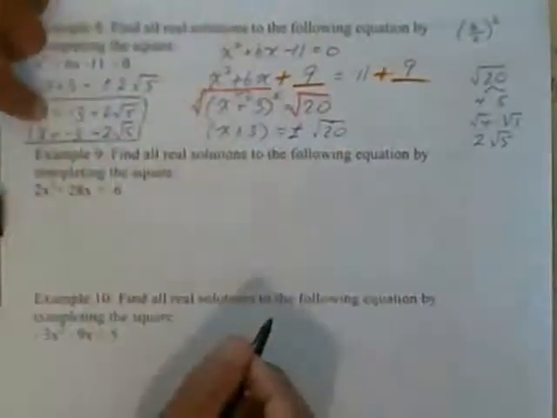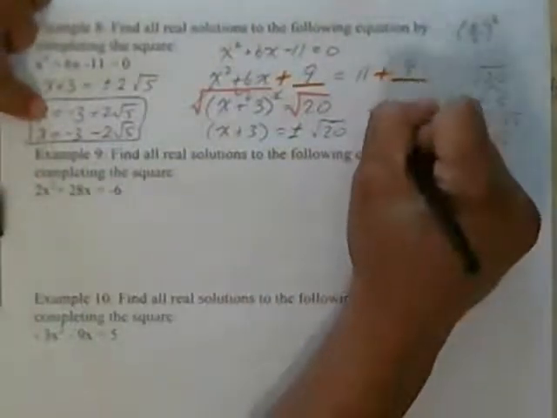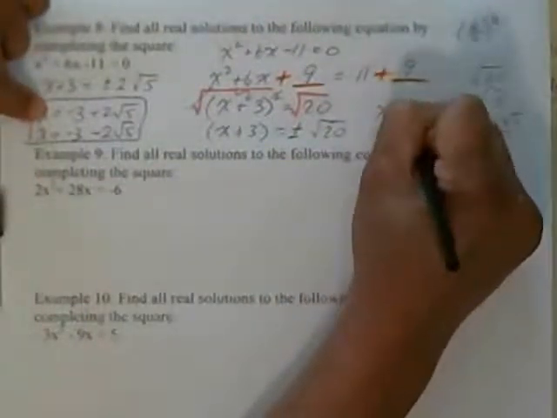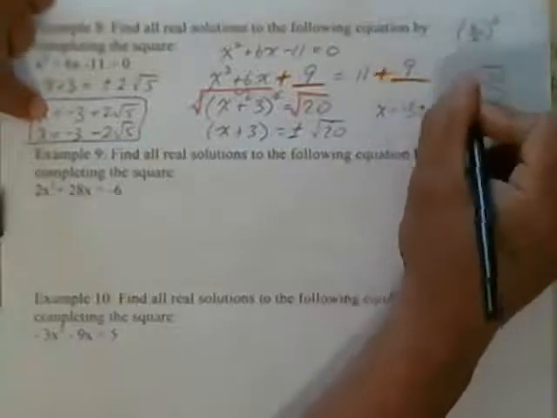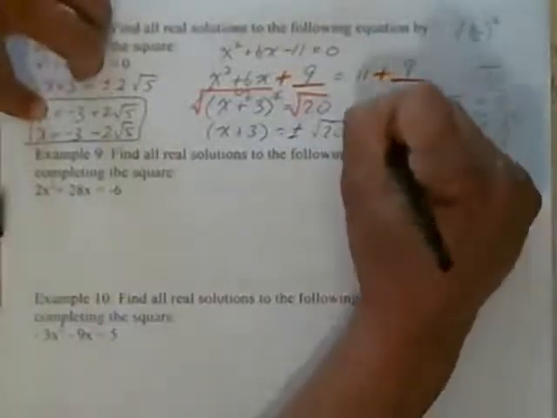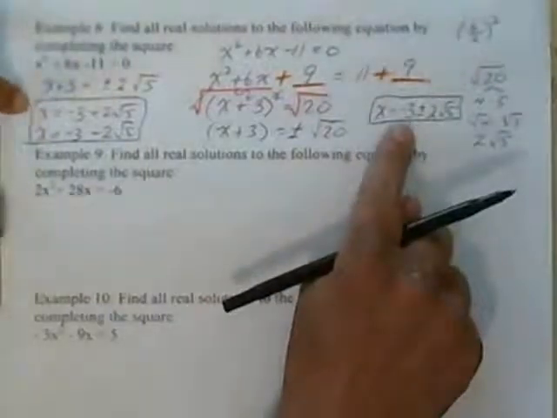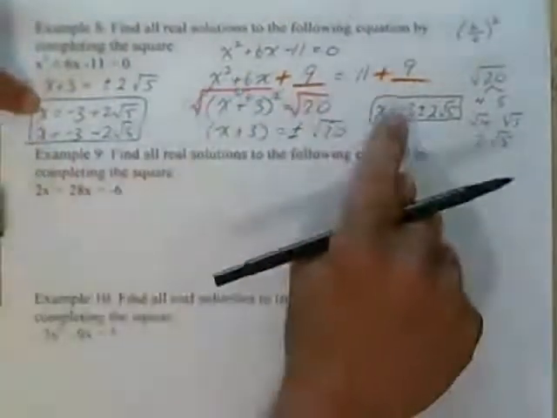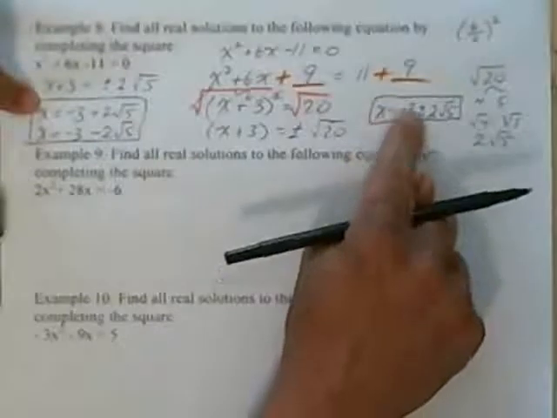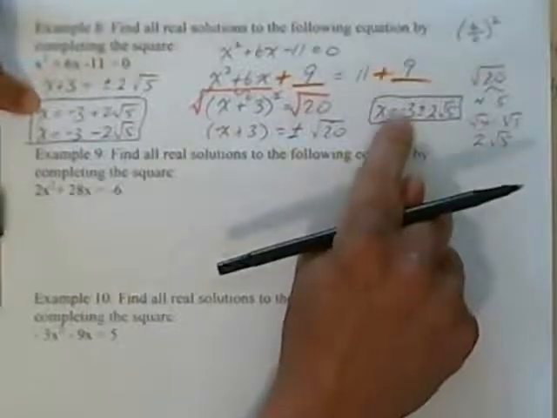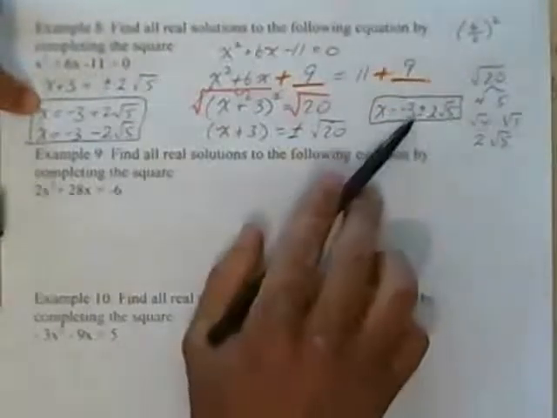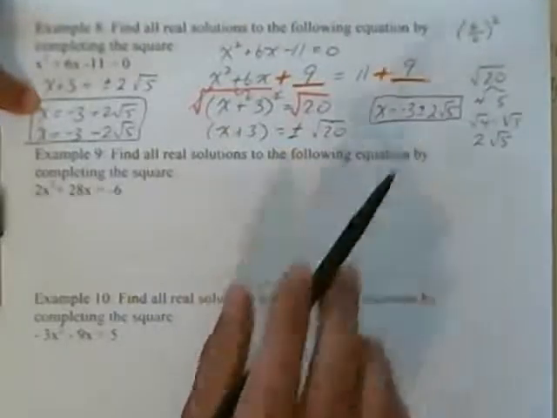Some teachers want you to just write it in one single form: x equals negative 3 plus or minus 2 radical 5. So there it is right there. The first form is the same as the second form: negative 3 plus root 5, or negative 3 minus 2 square root of 5.